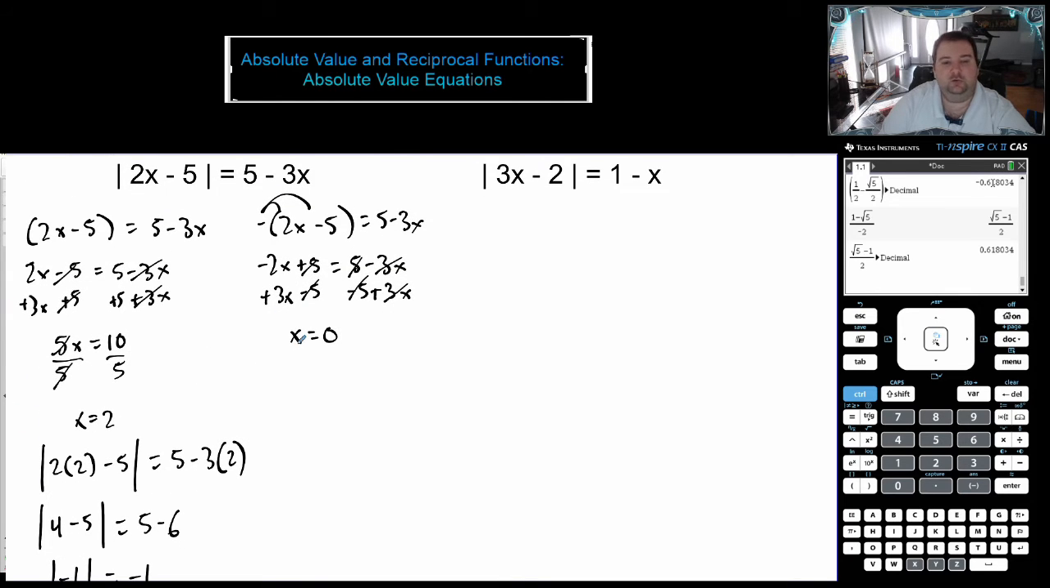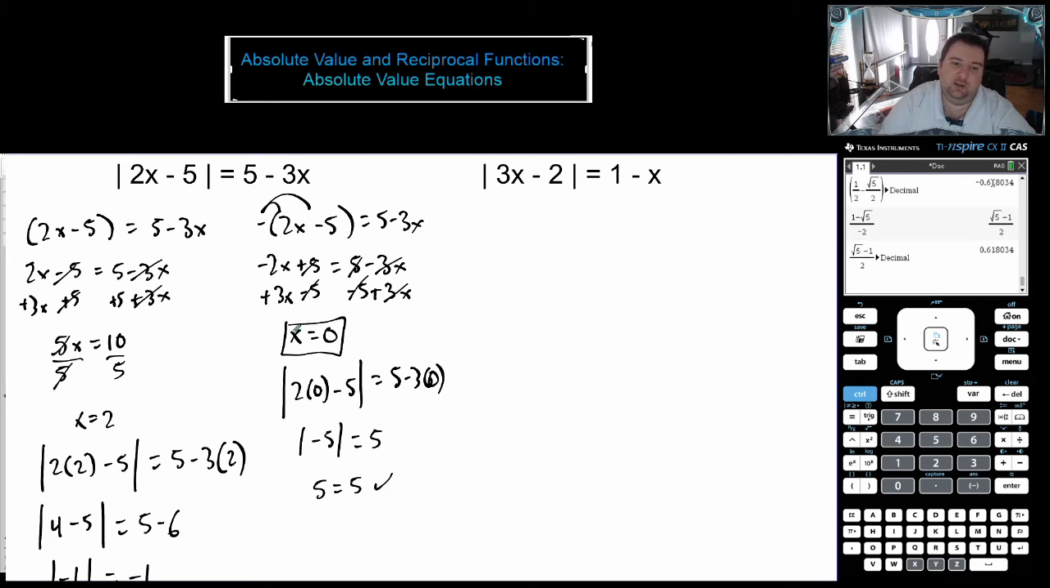Let's try our solution of 0. So we have the absolute value of 2 times 0 minus 5 equals 5 minus 3 times 0. 2 times 0 is 0. 0 minus 5 is negative 5. So we have the absolute value of negative 5 equals 3 times 0 is 0. 5 minus 0 is 5. The absolute value of negative 5 is 5. Does 5 equal 5? Yes.